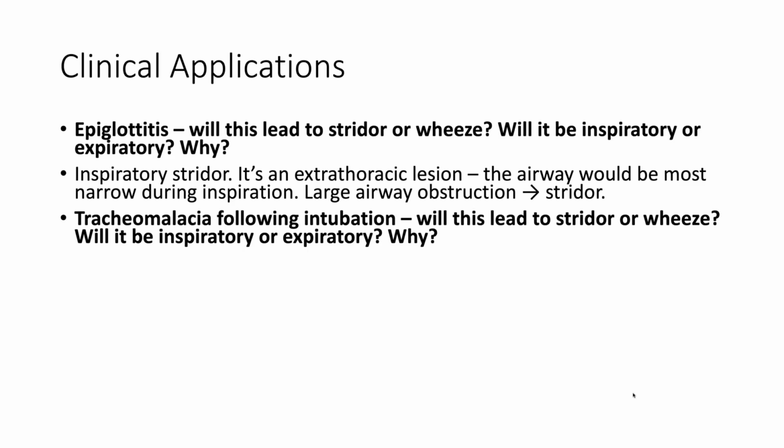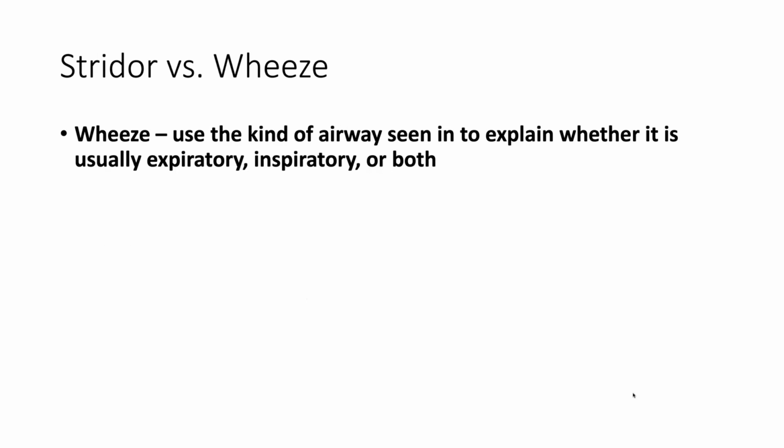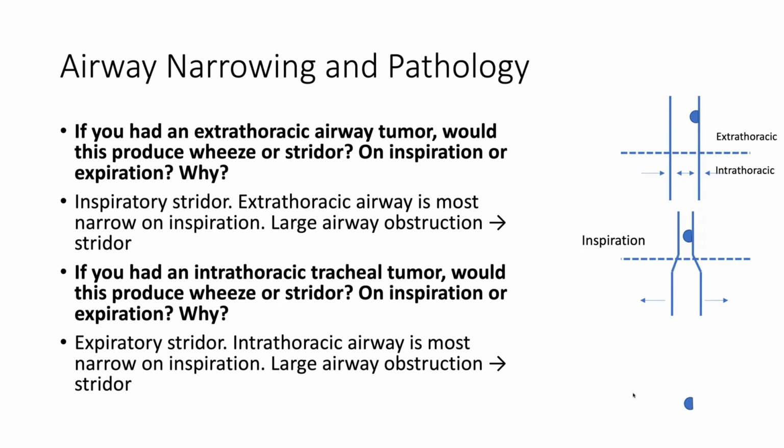I'm still confused here, because if we're having a problem with a large obstruction, let me go back to how we're thinking of wheezing. Wheezes are typically intrathoracic. So if it's intrathoracic, I'm using here wheezing on expiration. Since we're equating this to an intrathoracic issue, then it's obviously going to be on expiration.